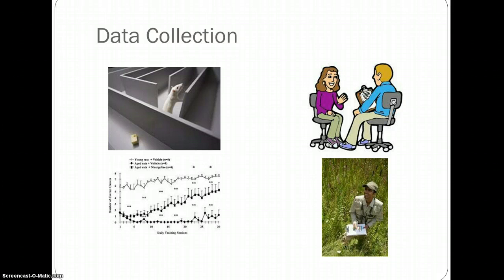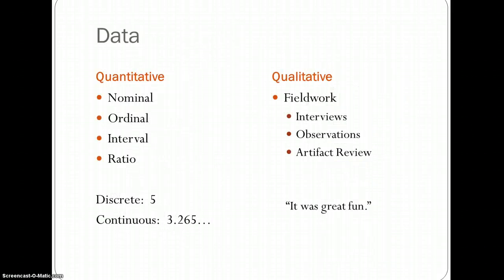In quantitative statistics, the size of the sample is important because the purpose is generalizability, and generalizations lead to predictions, explanations, and understanding. Descriptive and inferential statistics are calculated based on the type of data collected. Quantitative data may be nominal, ordinal, interval, or ratio. It is either discrete or continuous, as illustrated by the number 5 and 3.265.